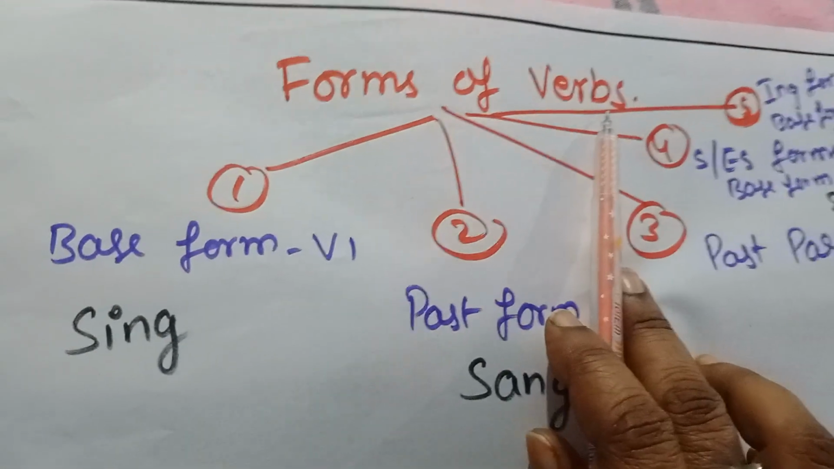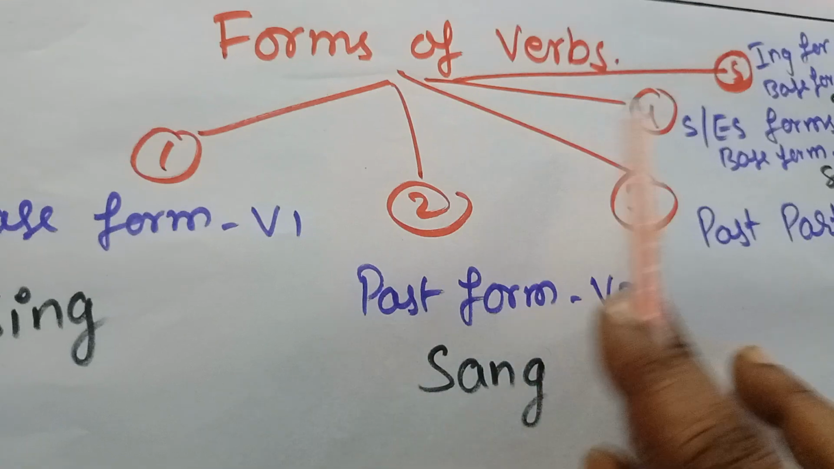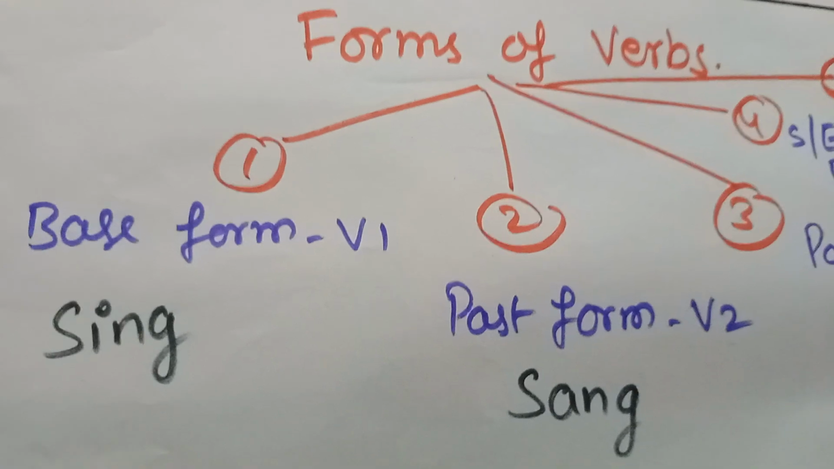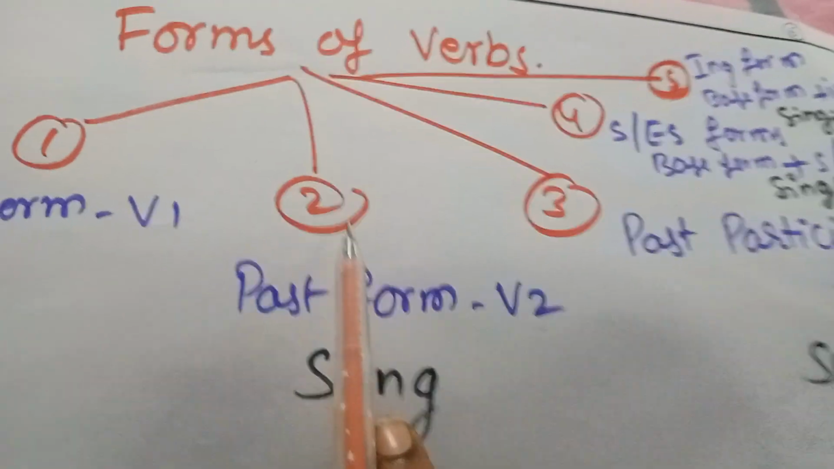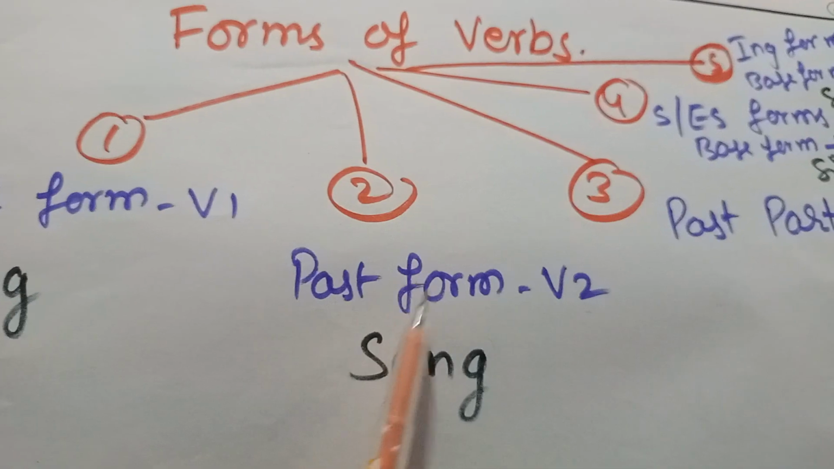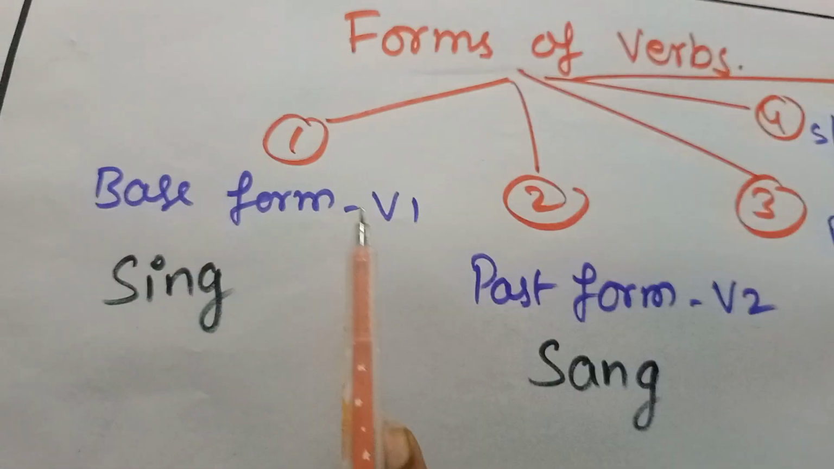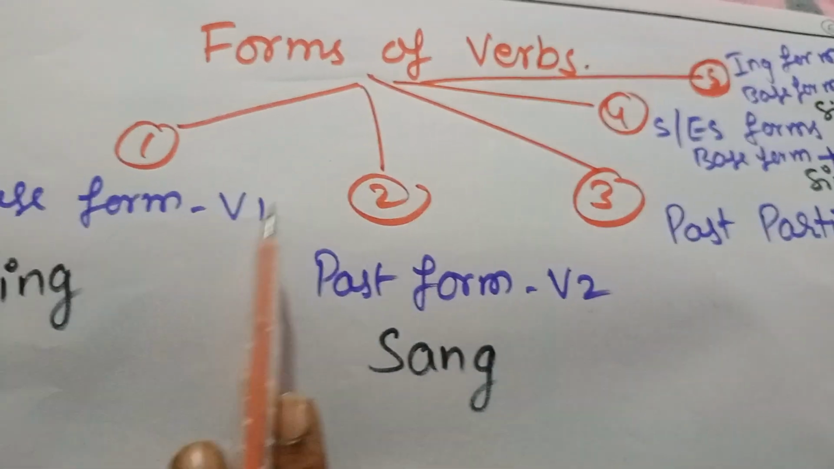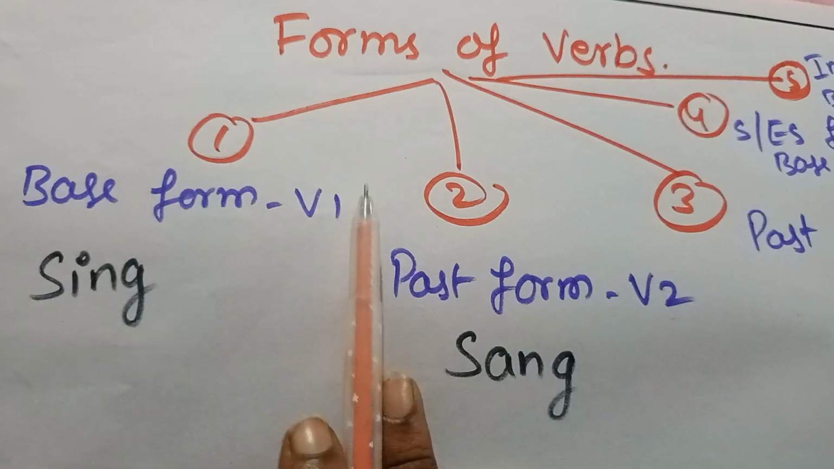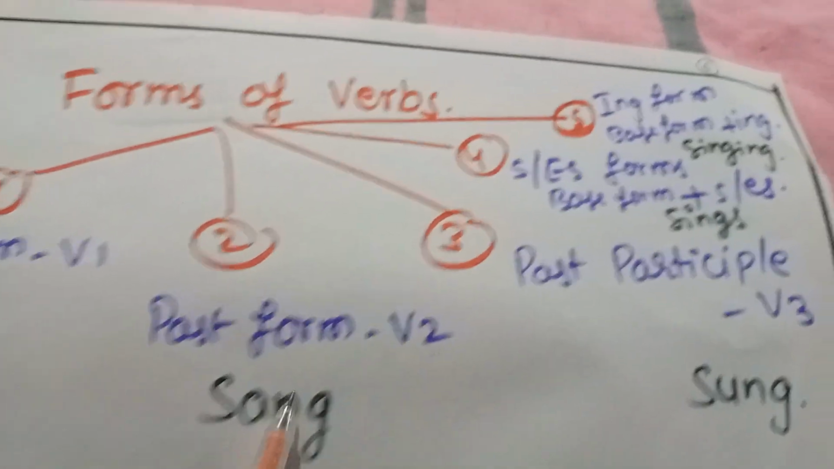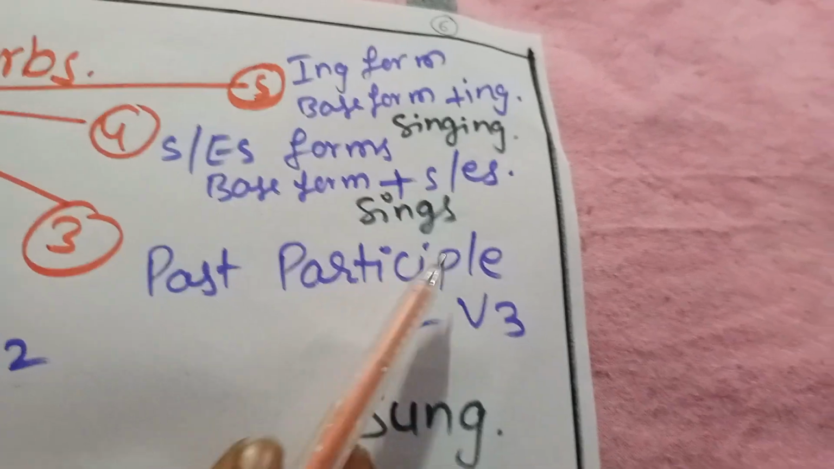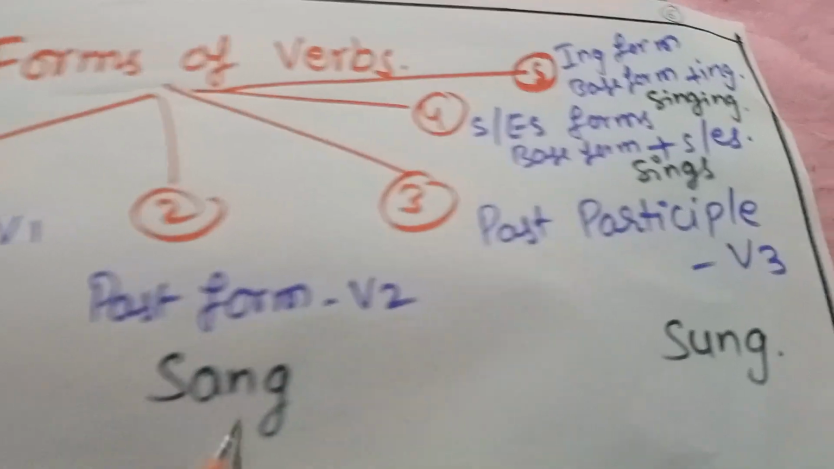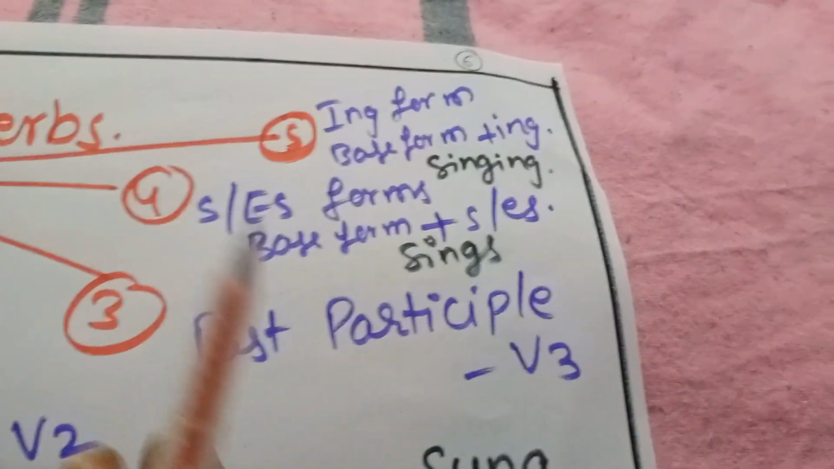Forms of verbs. There are five forms of verbs here. First one, base form, V1. Number 2, past form, V2. So here V1 is sing, V2 is sang. V1 means verb 1. Base form V1, sing. Past form V2, sang. Next, third one, past participle, which means verb 3, V3, sung. Sing, sang, sung.